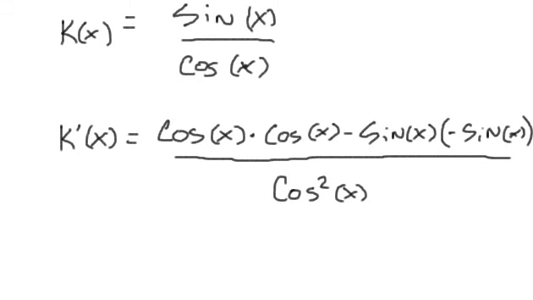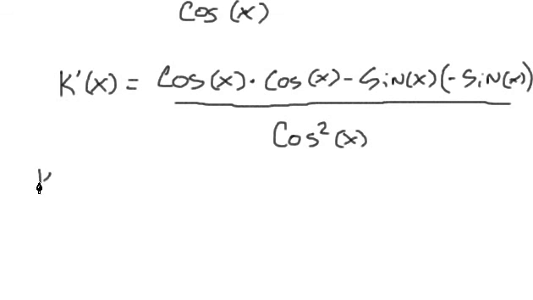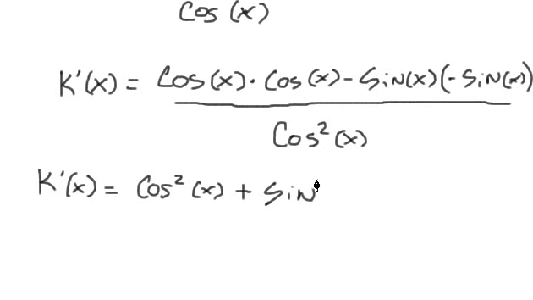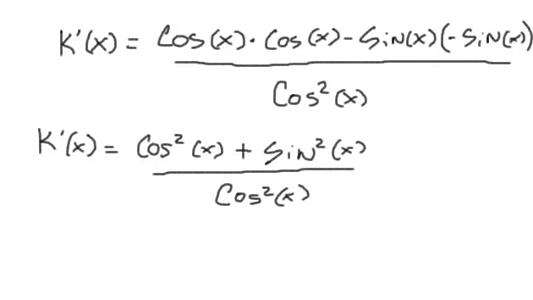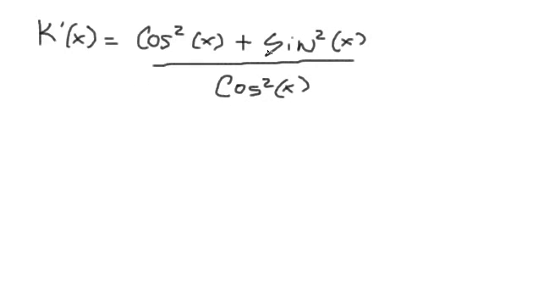Now what we want to do is rewrite this stuff. So we have k prime of x is equal to cosine squared x. We have a minus here and a minus, or we have a minus here and a negative inside here. That's going to make that a plus sine squared x, and it's all over cosine squared x. Now one of our trig identities is that we know that cosine squared x plus sine squared x is 1. So you're going to have to be up on your trig in this class.